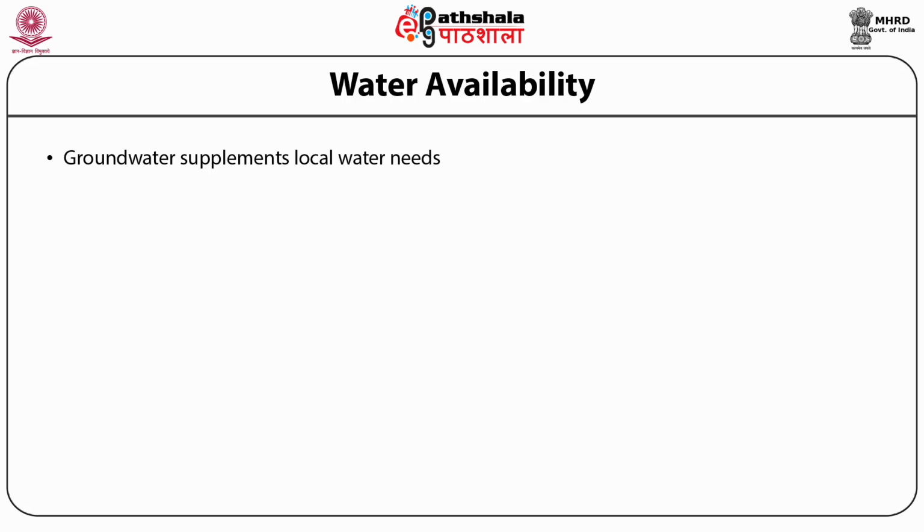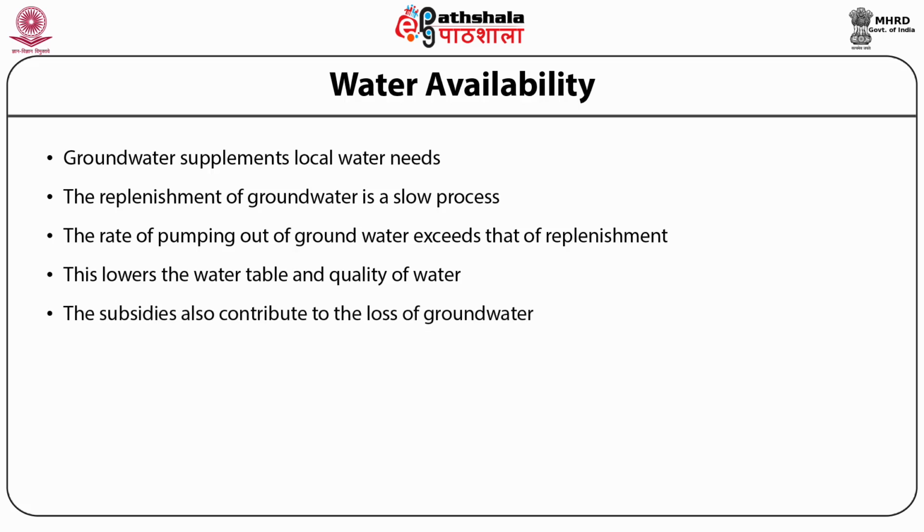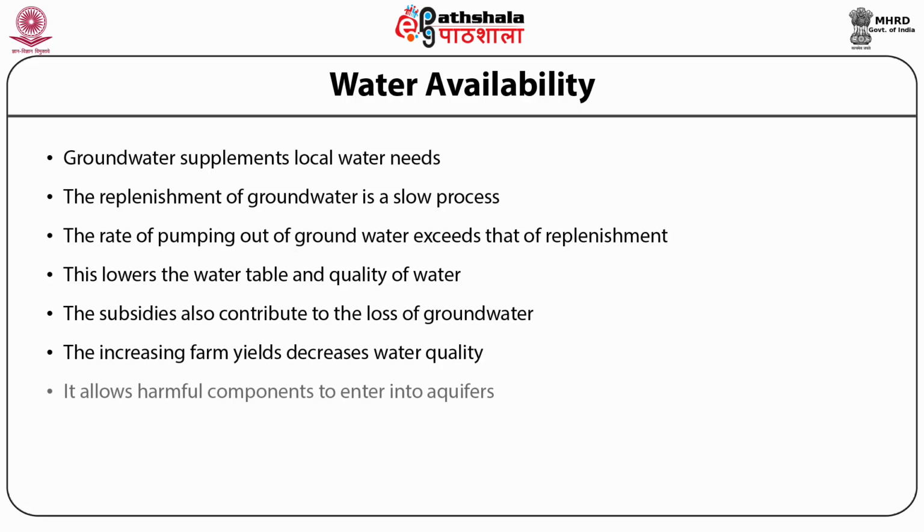Groundwater supplements local water needs. The replenishment of groundwater is a slow process. The rate of pumping out of groundwater exceeds the rate of replenishment. This lowers the water table and the quality of water. Subsidies also contribute to the loss of groundwater. Increasing farm yield decreases water quality. It allows harmful components to enter into aquifers.